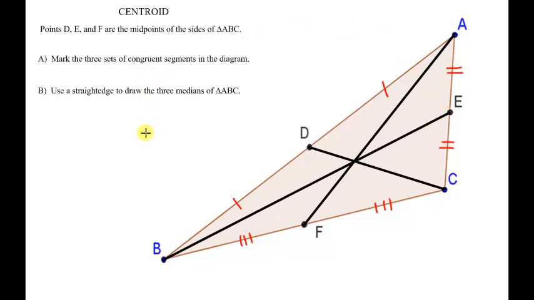All right, what do you notice? Probably not a surprise at this point. We've seen this happen before, but all three of those medians intersect in the center. This time it's called the centroid. So the centroid is where they cross through each other, and they are concurrent again.